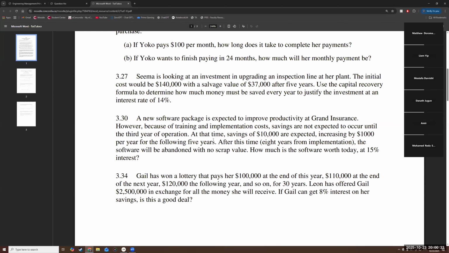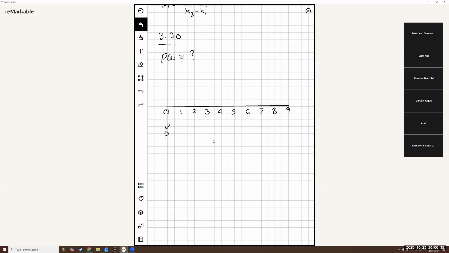Okay, so let's compute this now. So keep in mind that starts at the third year. So the first year over here from 0 to 1 should be nothing, right? Then the second year from 1 to 2, there's nothing. Now on this third year, this is where the savings start. So your very first saving is $10,000.